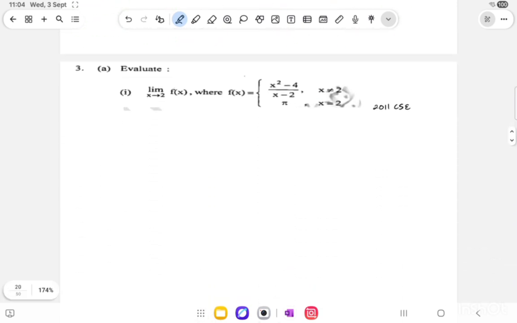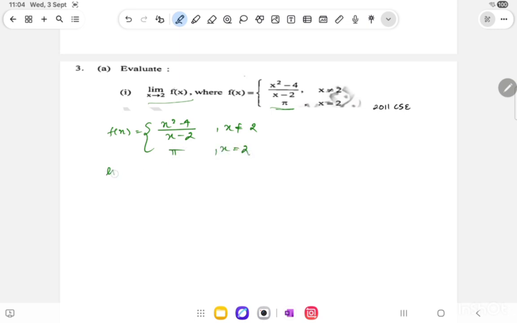The next question says that evaluate this limit where f(x) is this. So my f(x) is x squared minus 4 upon x minus 2 when x is not equal to 2, and pi when x is equal to 2. So I am supposed to find the limit as x approaches 2 of (x squared minus 4)/(x minus 2).